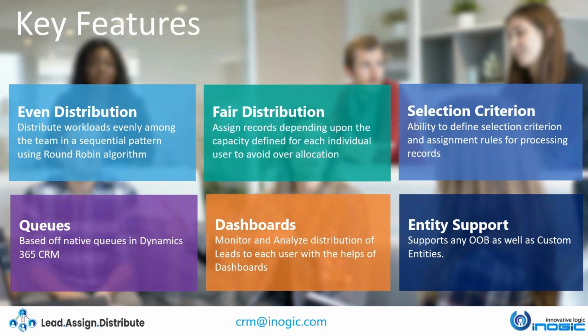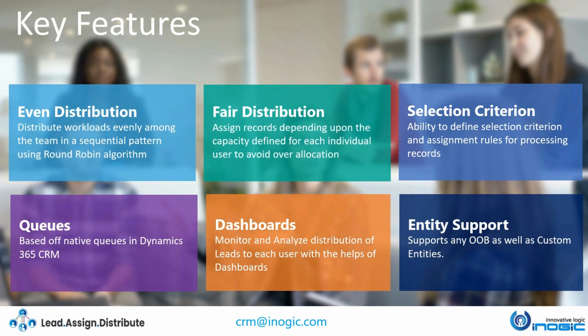Then we also allow criteria selection. In criteria selection, you can create rules based on certain criteria. Any record that satisfies the criteria will be taken into consideration. If the record does not satisfy any criteria, it won't be considered. The next is queues. The entire process of lead assignment and distribution automation is based on queues. We will be deep diving into the queues very soon.